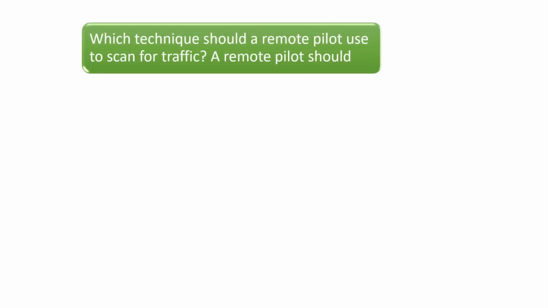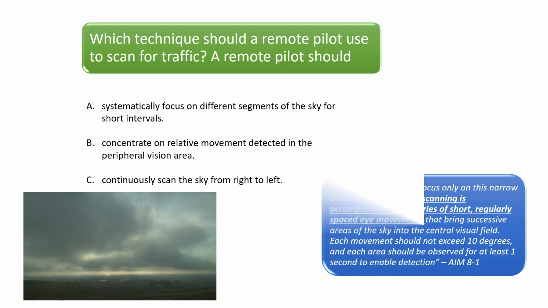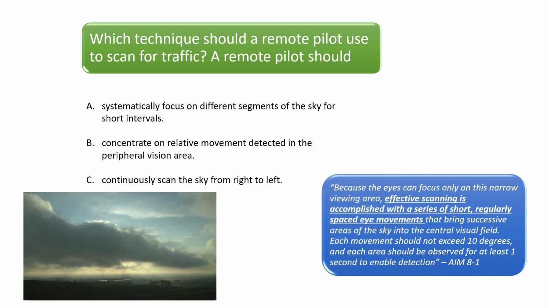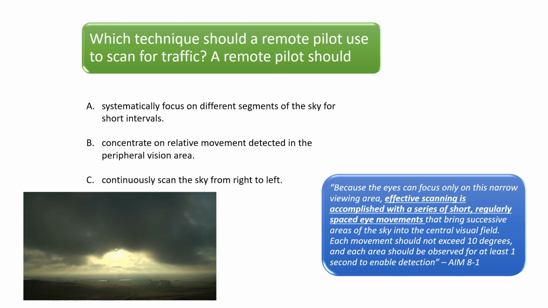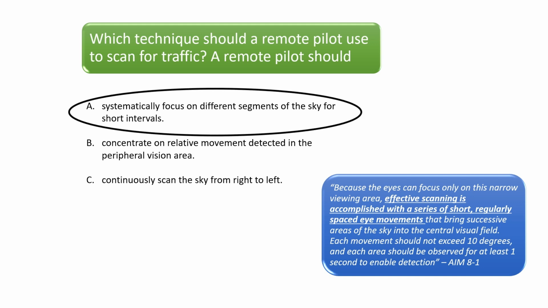Which technique should a remote pilot use to scan for traffic? According to Chapter 8 of the Aeronautical Information Manual, effective scanning is accomplished with a series of short, regularly spaced eye movements that bring successive areas of the sky into the central visual field. It is always best practice for remote pilots to scan different segments of the sky with a series of short eye movements. The correct answer is A.